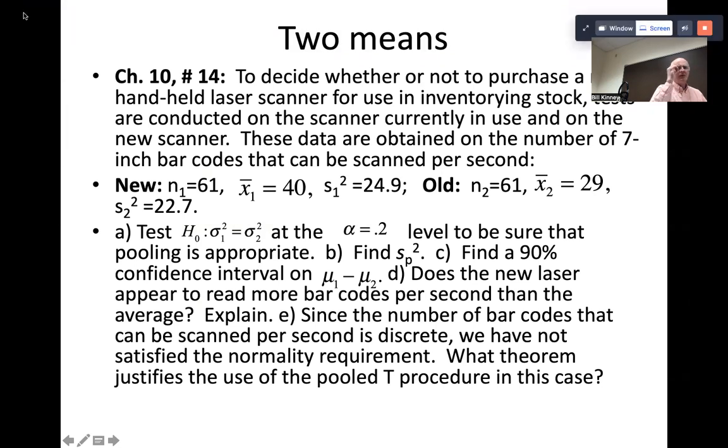I want to start with an example where we're ultimately comparing two means. It's taken from the book, chapter 10, number 14, but I actually want to change the problem a little bit to make it a little bit more interesting. I want to change the numbers, the sample sizes in particular that are given.